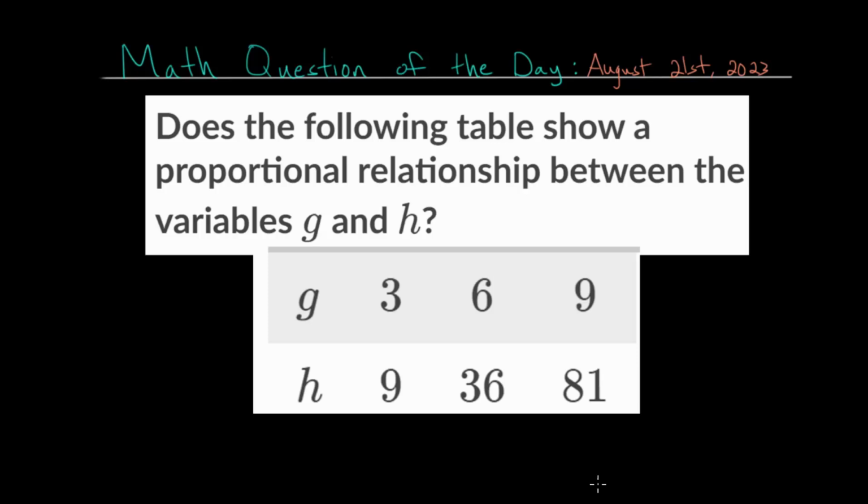In this video, I'd like to talk about the math question of the day for Monday, August 21st, 2023. And with this problem, we need to determine if this table shows a proportional relationship between the variables g and h. And questions like these are typically seen at the grade school level or in a pre-algebra class, though you might see this in an Algebra 1 class as well.